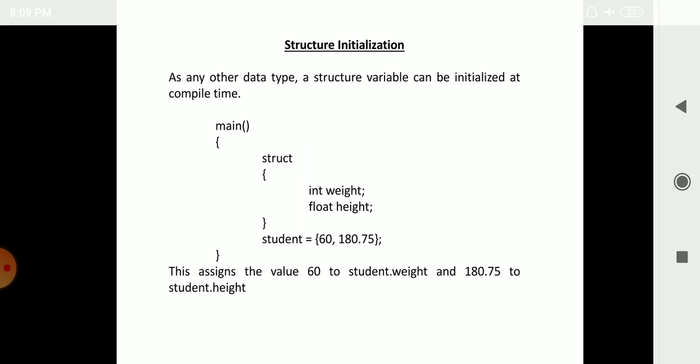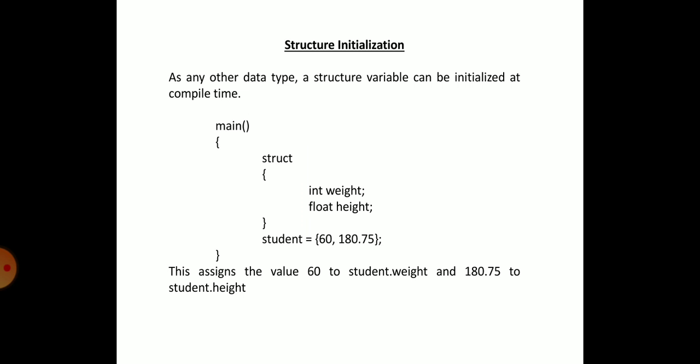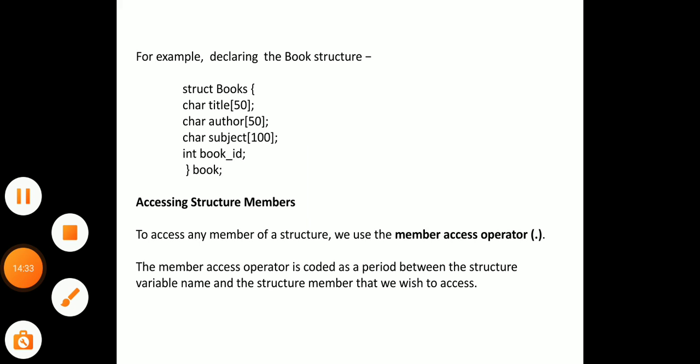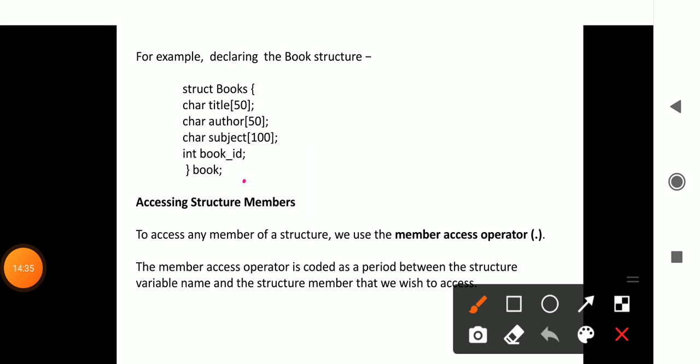Next, we shall see declaring a structure variable. After defining a structure format, we can declare variables of that type. For example, in this we have given an example as book. In this example, book is a structure variable. After defining a structure format, we can declare variables of that type.